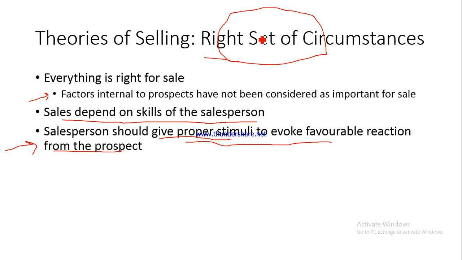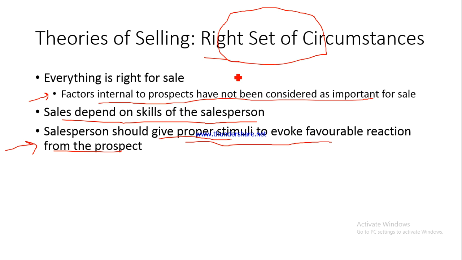And if the prospect is not willing to buy your product, he is not desirous of buying your product, that is something that has been neglected in this theory, and this does not happen in the real world. Factors internal to prospects have not been considered as important for sale. So factors internal to prospects are, for example, his willingness to buy your product, his risk taking ability. Would he want to risk his money with your product because he is trying your product for the first time, right? Or does he want to follow other people who have already bought your product? He does not want to be the first person to buy your product. He's looking for other people who have bought your product, and then he's going to follow them.